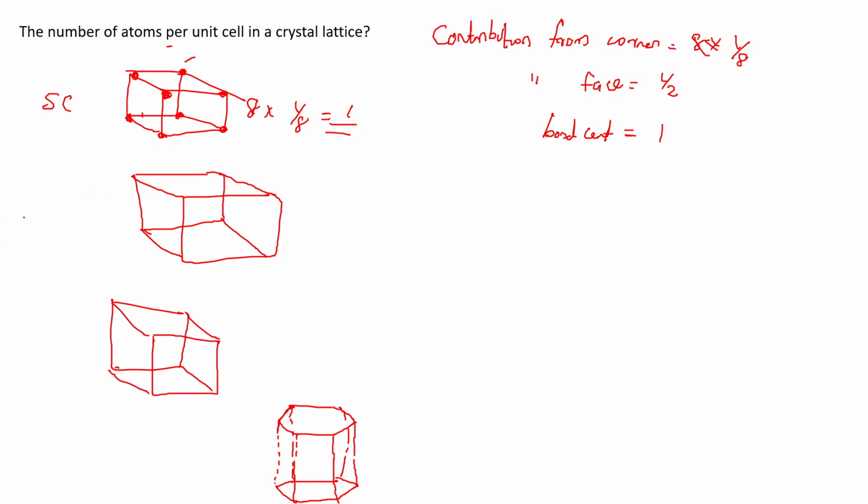Now what about FCC? FCC is face centered. So each face will contain atoms, and corners also. Corners I am not drawing here, but you should understand it. Then it will be 8 into 1 over 8, that is 1. Then similarly 6 faces into 1 over 2 contribution, it will be 3. So total 4.